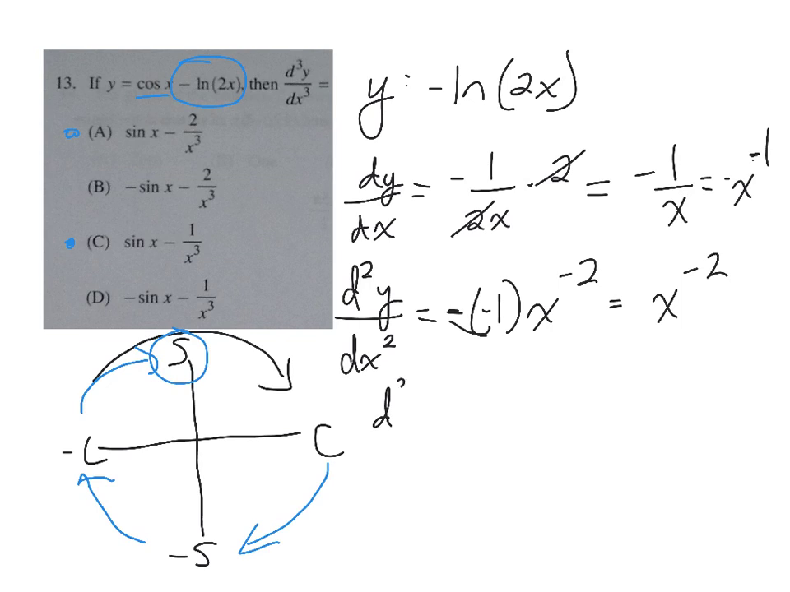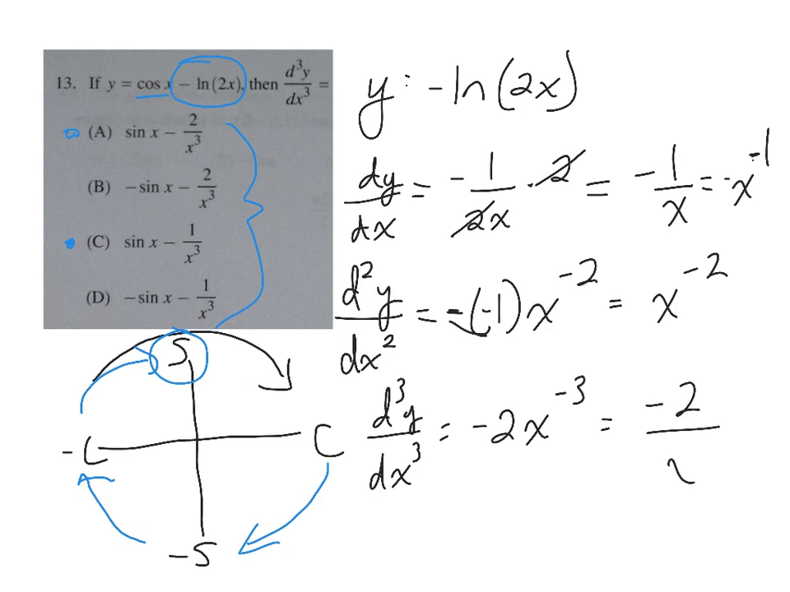And I go one more step to get the third. I'm going to move the negative 2 down in front and subtract 1, and I'm going to rearrange it so it looks like what we have over here with the fraction. So now I'm going to get negative 2 over x cubed. So that is now A.